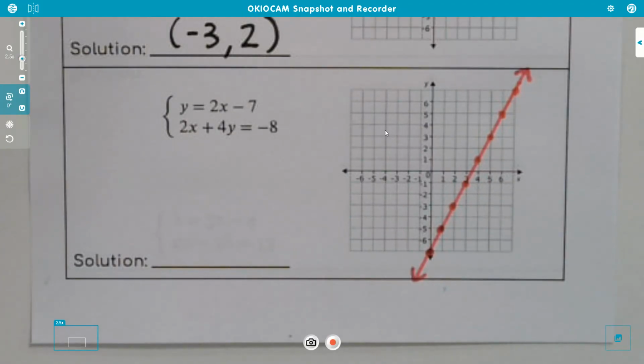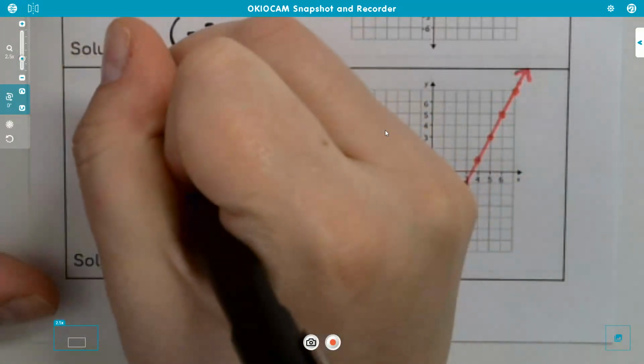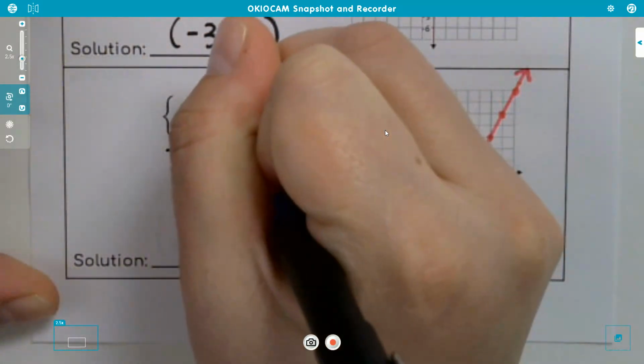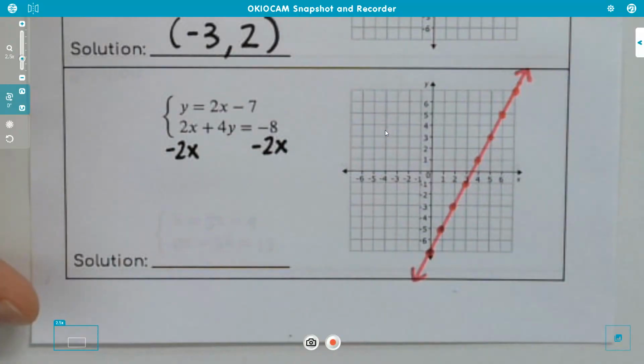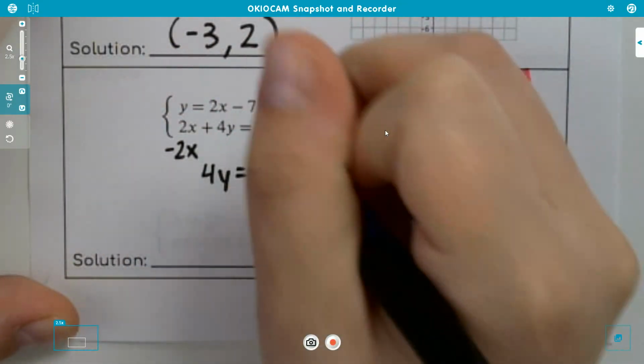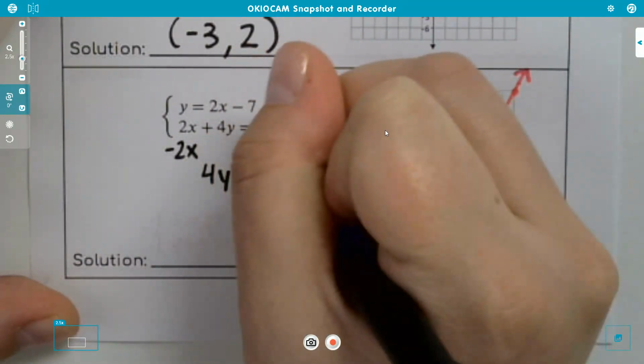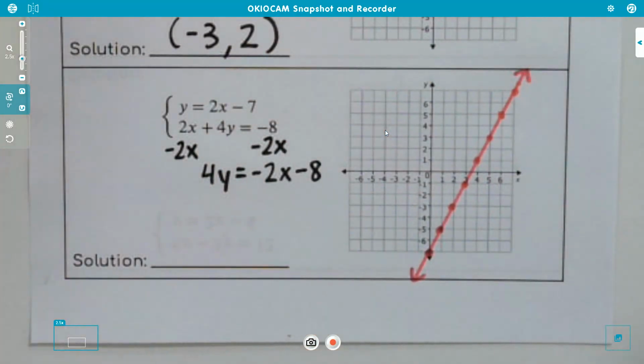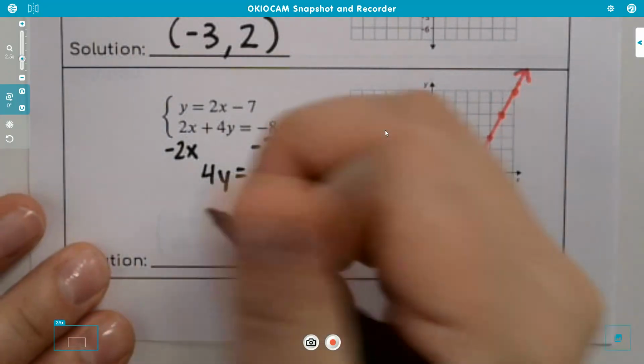Okay, if you want to do intercepts on your own for the other one, you are welcome to, and meet me at the end. I'm going to convert it. So I'm going to subtract 2x from both sides. That's going to give me 4y equals negative 2x minus 8. And I'll divide both sides by 4.